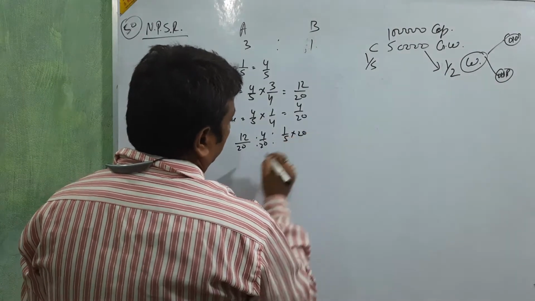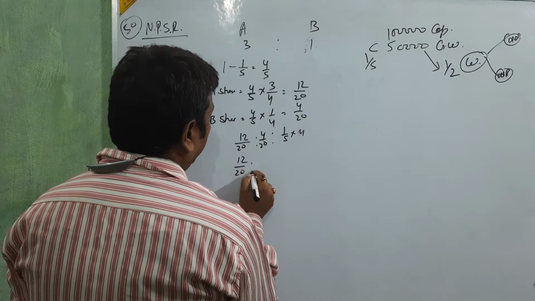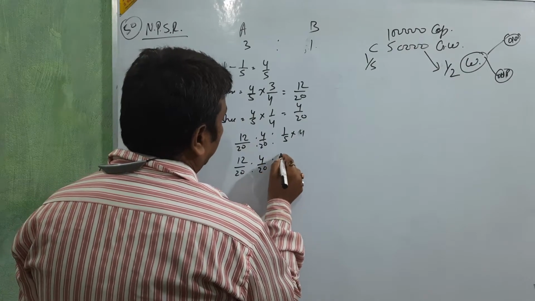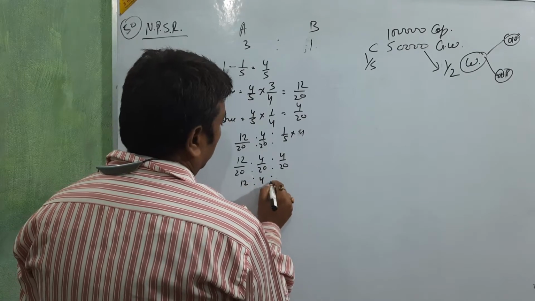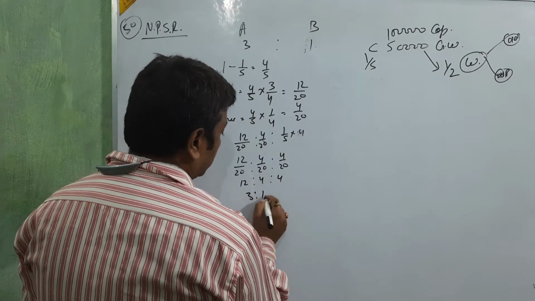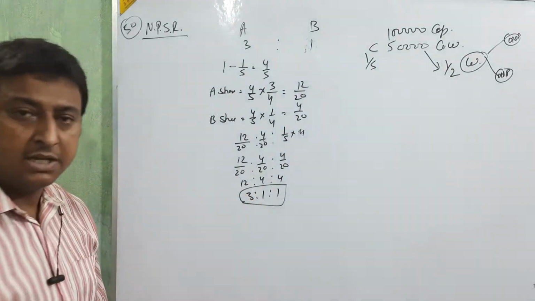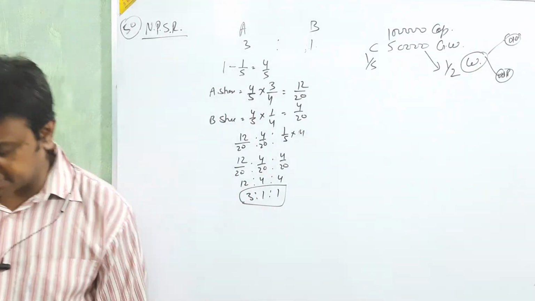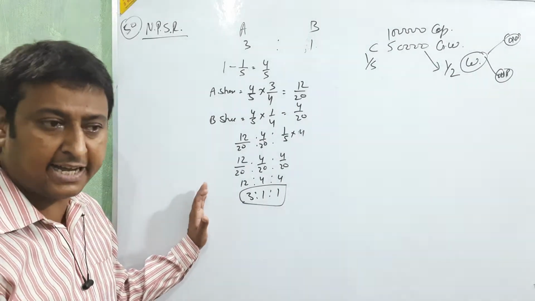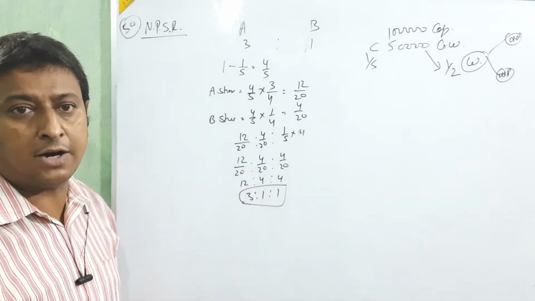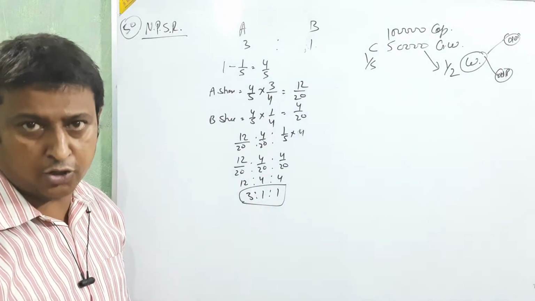1/5 equals 4/20. So 12/20, 4/20 and 4/20. It means 12:4:4, that is 3:1:1. This is the new profit sharing ratio. This is the way by which we calculate the new profit sharing ratio.